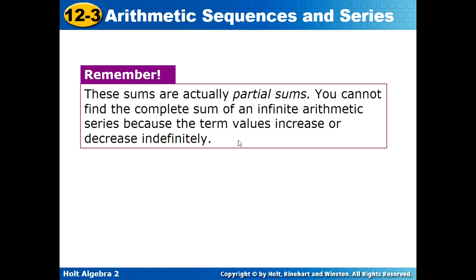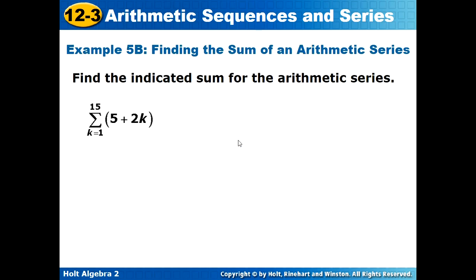These sums are actually partial sums. You cannot find the complete sum of an infinite arithmetic series because the term values increase or decrease indefinitely. So you cannot add infinite ones there. And then the last thing on your homework, I'm going to be asking you to find the sum of the arithmetic series when given it in sigma notation.